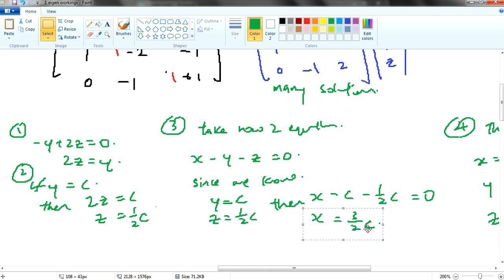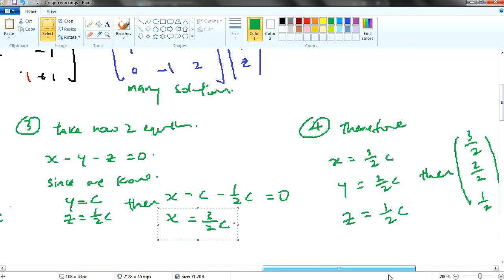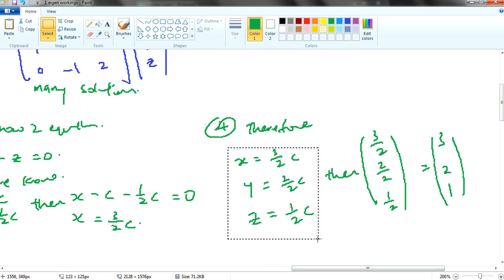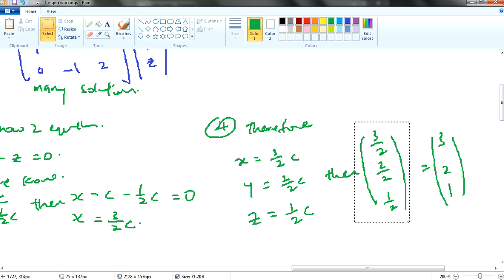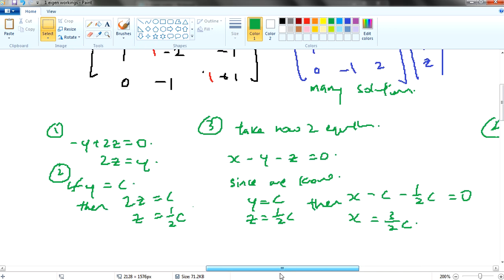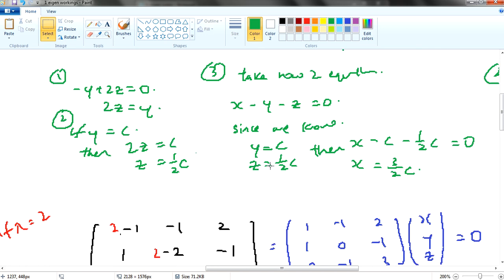So x is actually 3 half c, and therefore if you were to write this down, you have 3 over 2 c, and y equals 2 over 2, which is 1 c. I'm just doing it in this manner so later you will know what I mean. So if you factor out the c, and then factor out the coefficient of half, you get 3, 2, 1, which is the answer. So this is what it is.